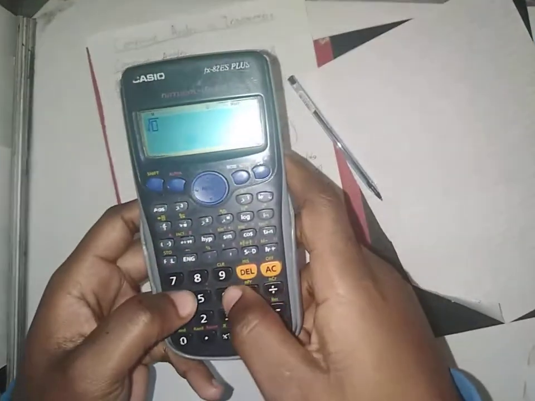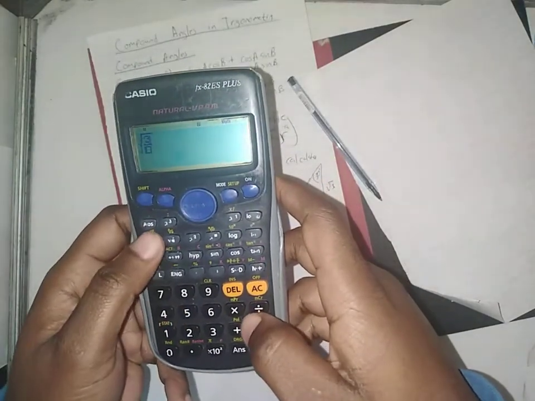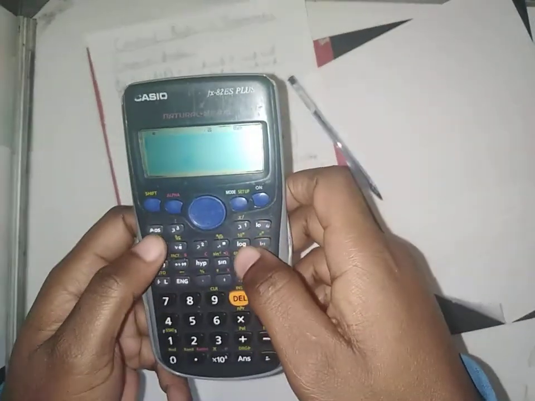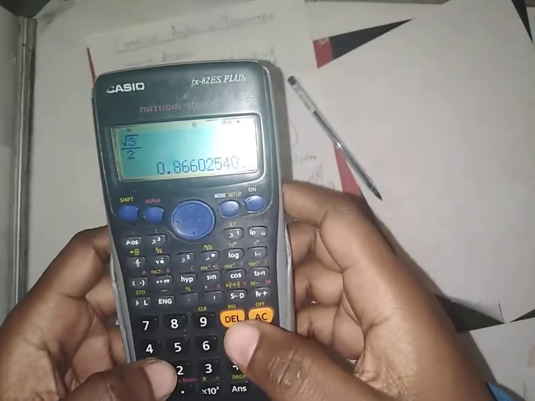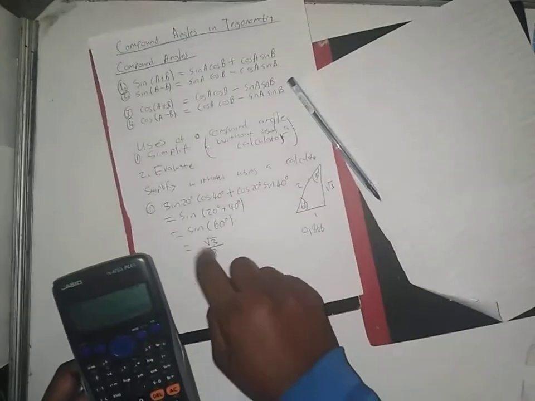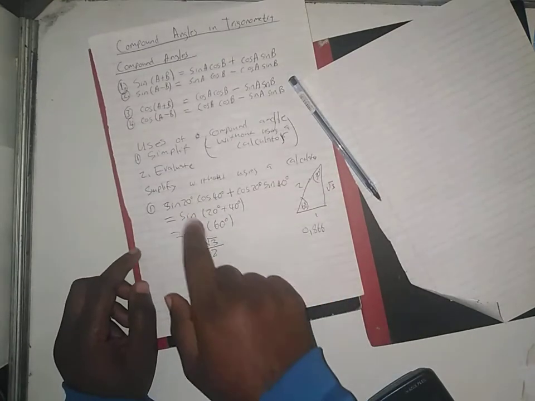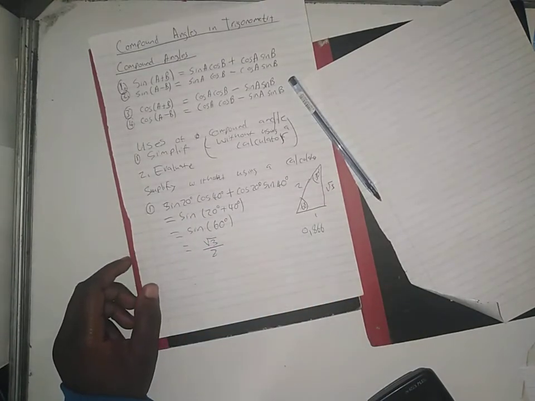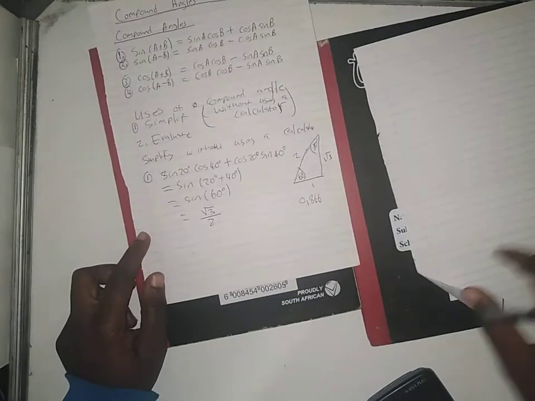Now let's put this exactly in a calculator like this and see what we get. So we say fraction first, then root 3 over 2. Can you see, guys? It's 0,866. That means this is exactly the same as this one. Which now, what does that mean? That simply means that what we are doing here is correct. Wonderful.